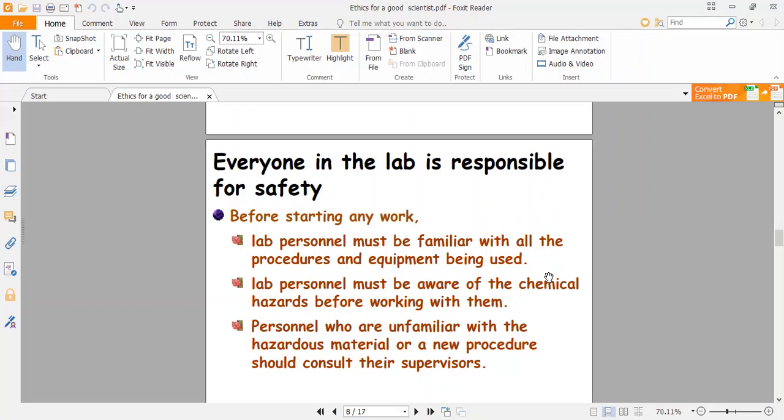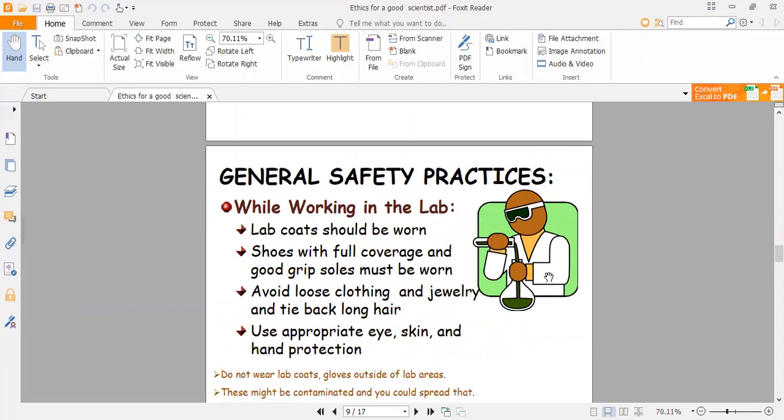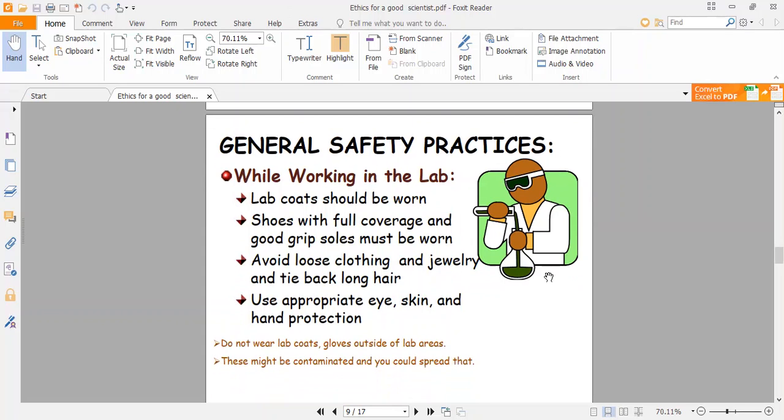When it comes to lab safety, that is the responsibility of everyone. Everyone is responsible for that before starting work. So you must be very well familiar with all procedures or equipment you are going to use, and with all chemicals and their hazards that you are working with. And if you are not familiar, then you must get training first by your lab supervisors, and then you should start your work.